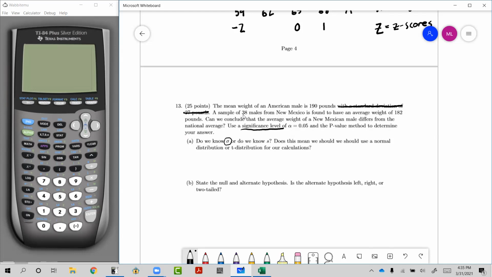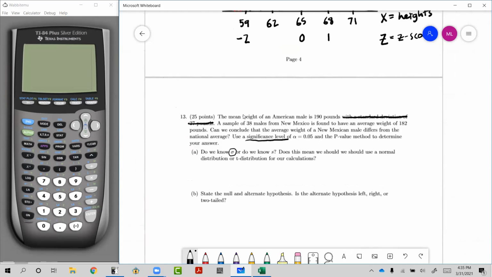And so for us, it's sigma. Because it's sigma, that means that we're dealing with a normal distribution. If it was S, we would be dealing with a t distribution. So sigma always goes with normal, S always goes with t distribution.